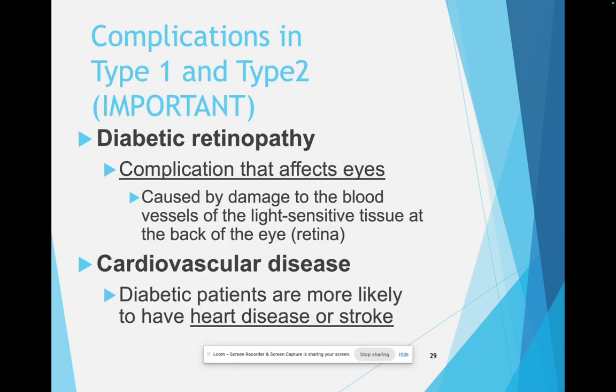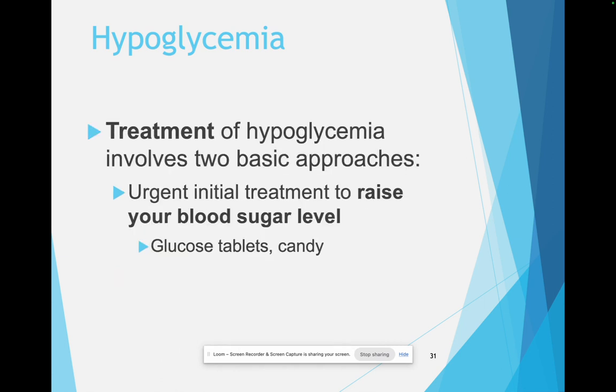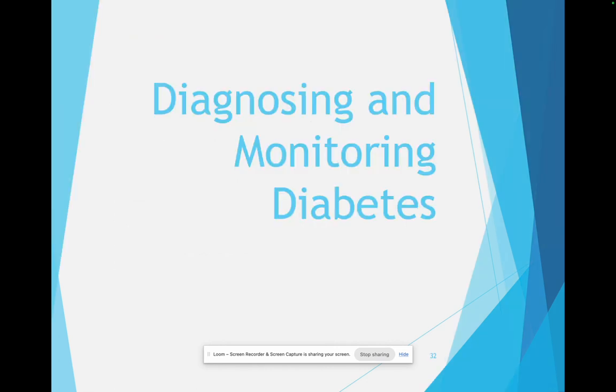Those are the complications in type 1 and type 2 diabetes: nephropathy, neuropathy, retinopathy, and cardiovascular disease. What is hypoglycemia? Hypoglycemia means a low level of blood glucose. Symptoms in a patient present if the glucose level is 50-55 milligrams per deciliter. The only treatment is to give a glucose tablet or candy to raise the blood glucose.